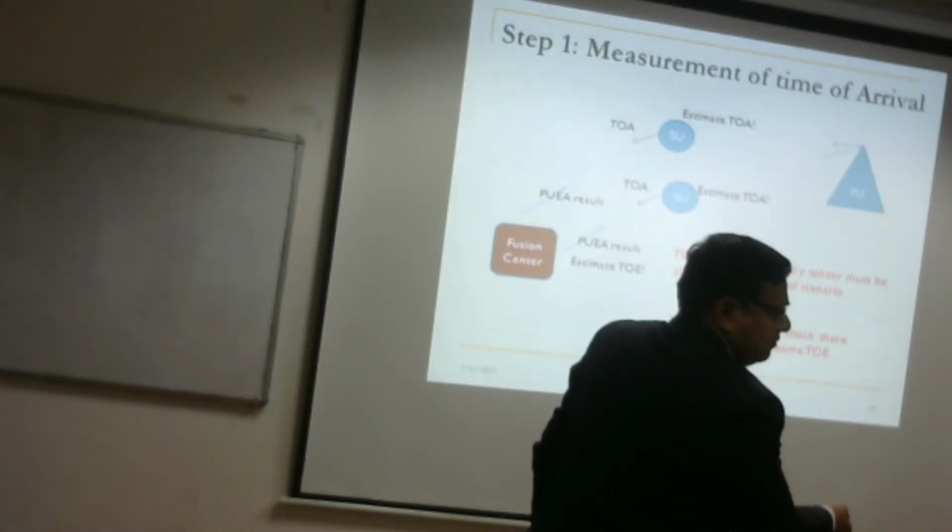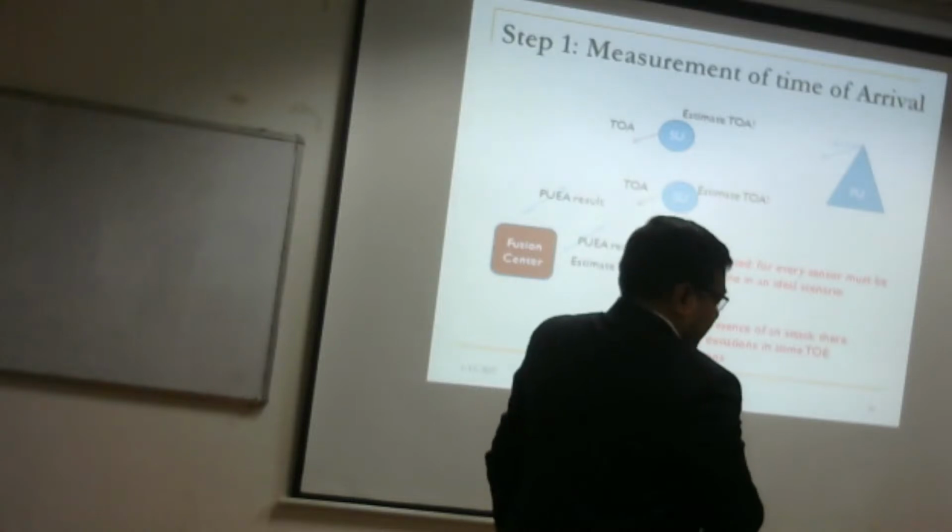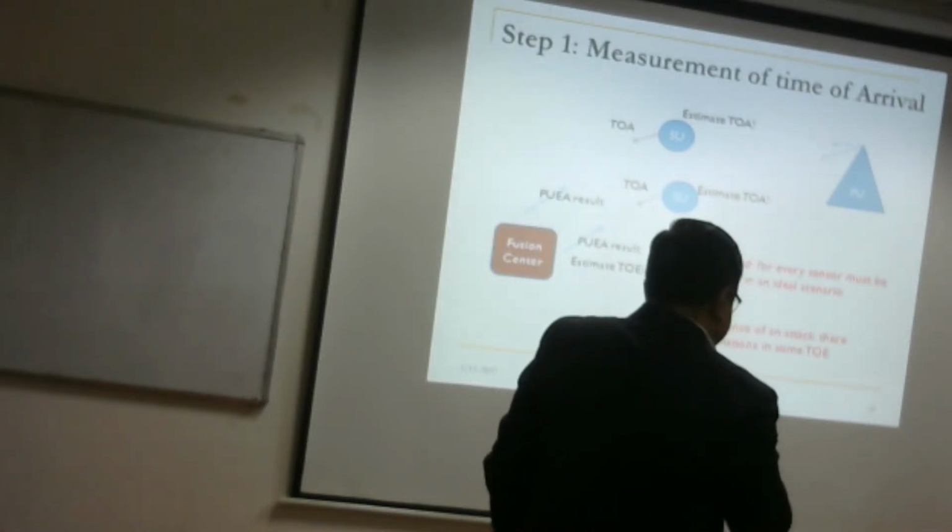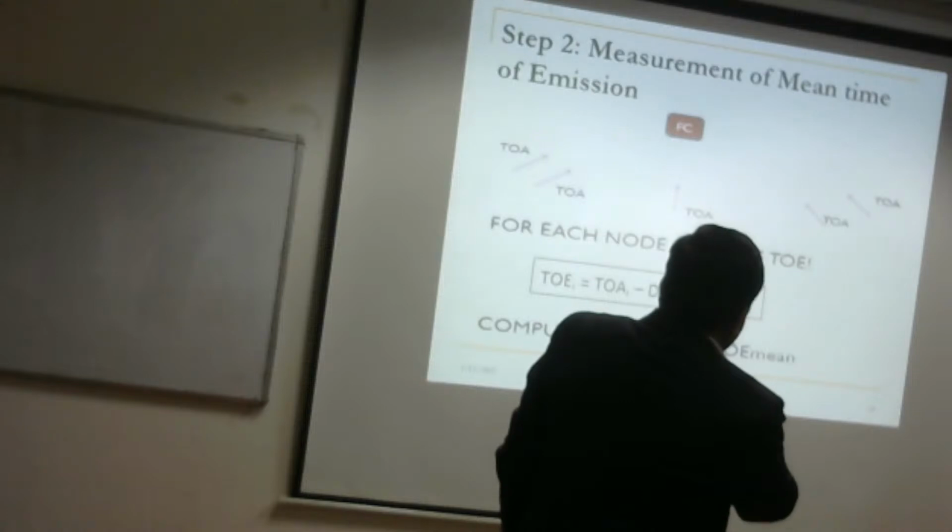Then only we will connect to the user node. Otherwise we will not connect to the user node. It is the main scenario that we studied. So how does the spectrum fusion work?